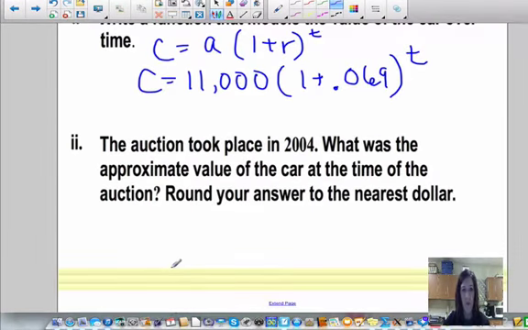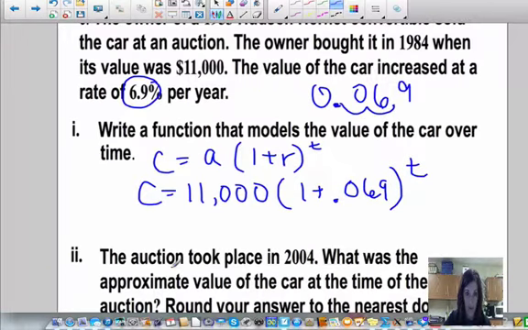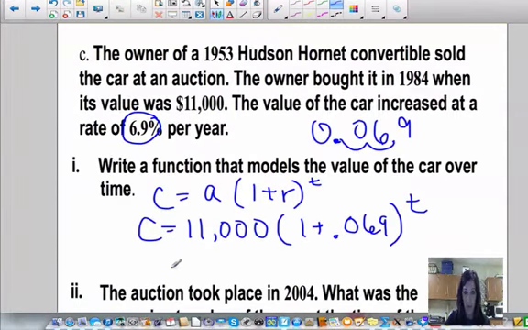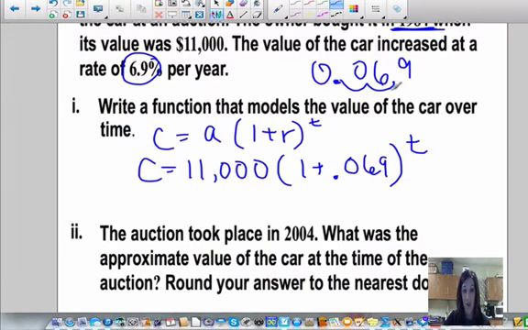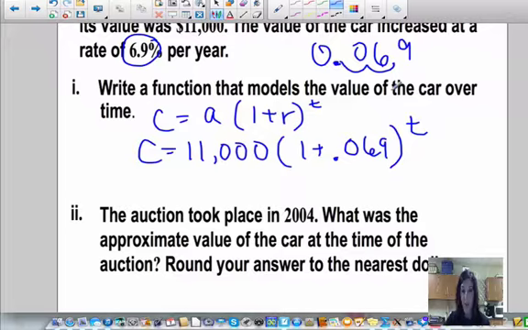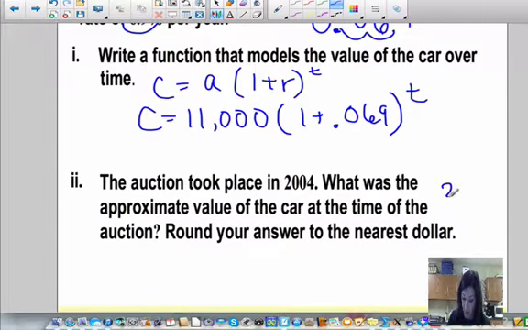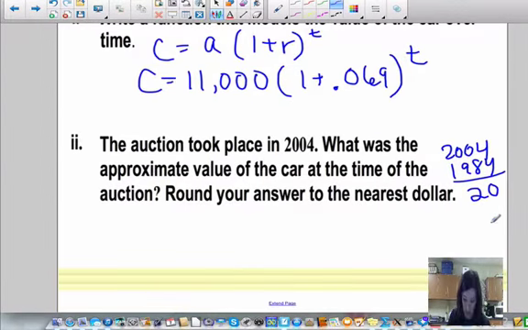Now, Roman numeral 2 is saying the auction took place in 2004. What was the approximate value of the car at the time of the auction? Round your answer to the nearest dollar. So now they're giving us another time period. The first time period they gave us was the owner bought it in 1984 at that cost. So the auction took place in 2004. So that would be 2004 minus 1984, that is 20 years. Okay, so our time is going to be 20 years.